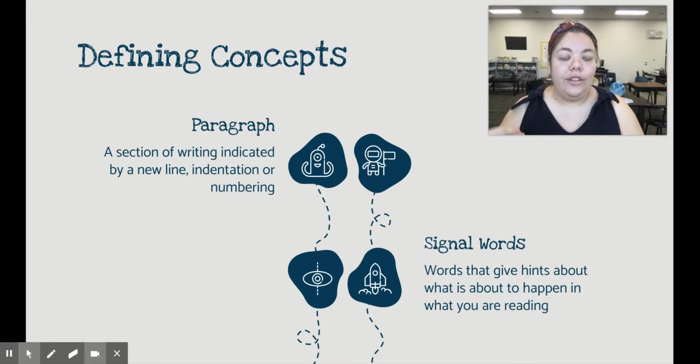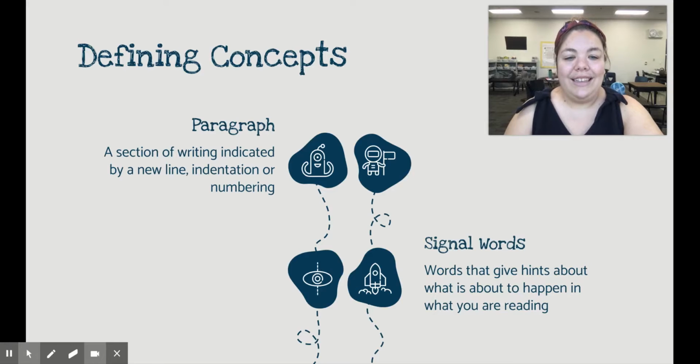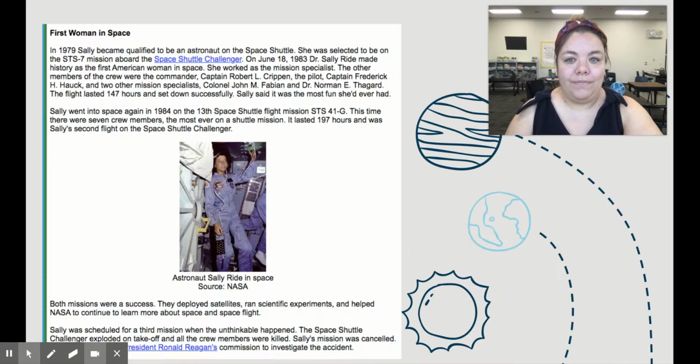So the first thing we need to know, because we're looking at each paragraph, is what is a paragraph? You might recognize it from your writing, but a paragraph is a section of writing. It usually has a new line or an indent or numbering. That's how you can tell it's a paragraph. And then signal words, those words we're going to be looking for to help us find the key details. Those are words that give us hints about what is going to happen in what we are reading. So we're looking for words that will give us a hint that something in our paragraph is important.